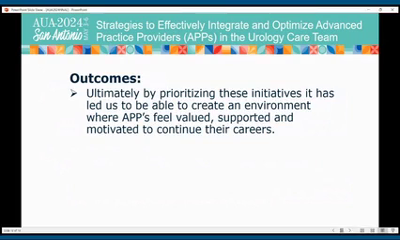Ultimately, by prioritizing these initiatives, it's really led us to create an environment where APPs feel valued, supported, and motivated to continue their careers. So we have a lot of APPs in our group, like I said, and our retention is really good. We really don't lose too many APPs to other departments or other jobs. And I think a lot of that is just based on the culture that we built. We're busy. Everybody's busy and working hard, but we're just trying to balance all the aspects of their career.